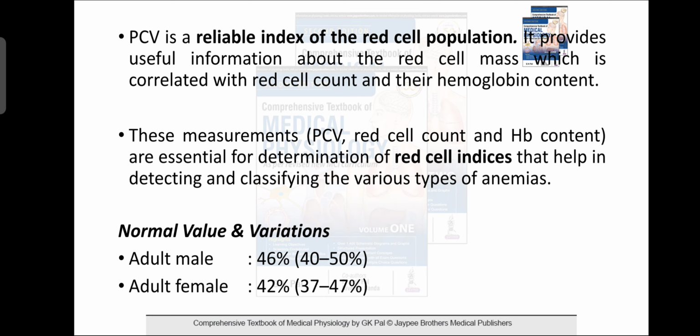Which are the normal values of PCV? For an adult male it is 45%, that is 40 to 50%, and for an adult female it is 42%, that is 37 to 47%.